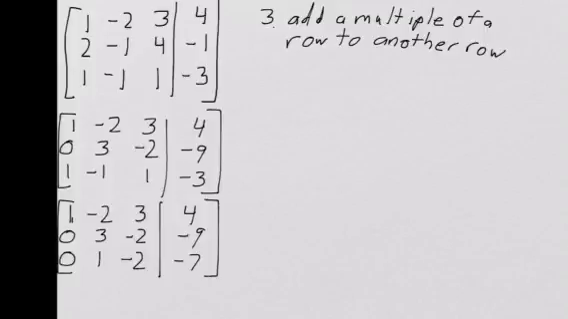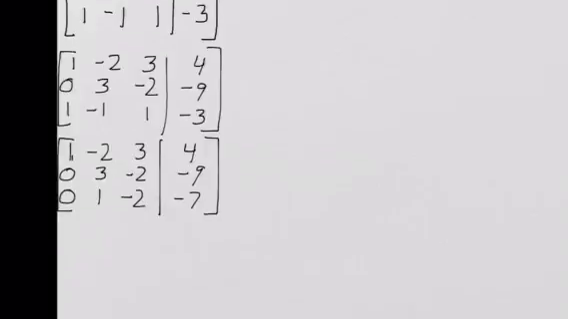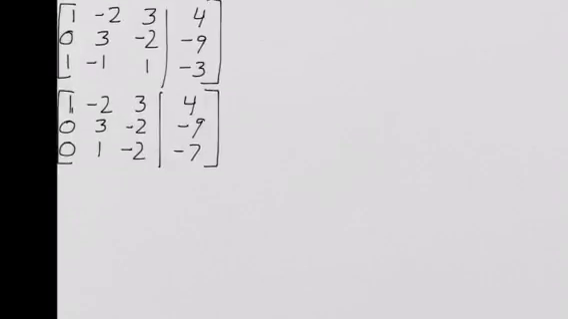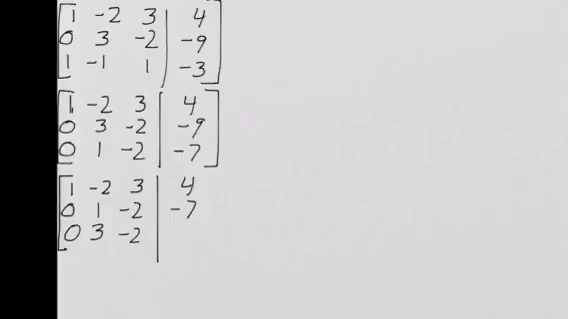So now, because I want the first non-zero entry in the second row to be 1, I have the convenient thing that the third row has its first non-zero entry as 1. So here I'm going to go ahead and swap the second and third rows. So 1, negative 2, 3, 4 in the first row. Now the second row is going to become what the third row was: 0, 1, negative 2, negative 7. And the third row will be 0, 3, negative 2, negative 9.